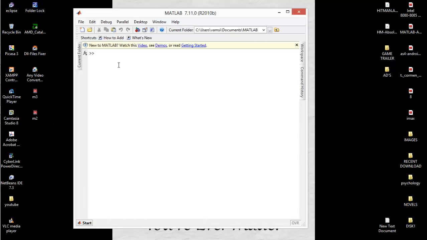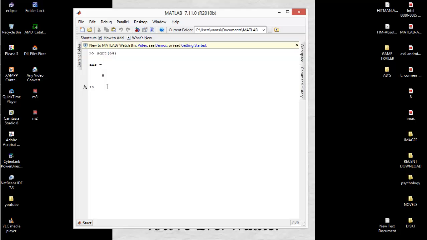Say square root. Suppose you want the square root of a number, say 64. Then press enter. The square root of 64 is 8. Here the function name is sqrt, which is a shortcut for square root, and 64 is the argument that is given. This argument can be a number, an expression, or a function. This is an example of a function taking a number as the argument.